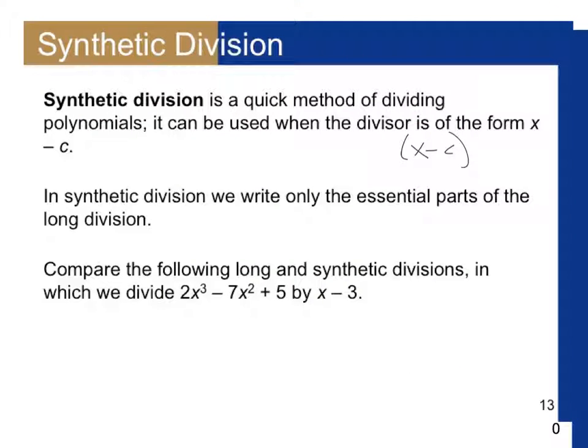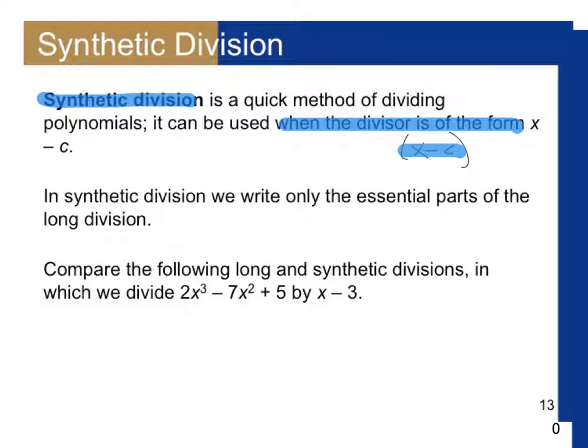Okay, an alternative way of doing this is called synthetic division. This is a quick method of dividing polynomials. It can only be used when the divisor is of the form x minus c. I just put x minus c together there. So we have to be dividing by x minus 2 or x plus 1 or something like that. If it's x plus 1, your c would be minus 1.